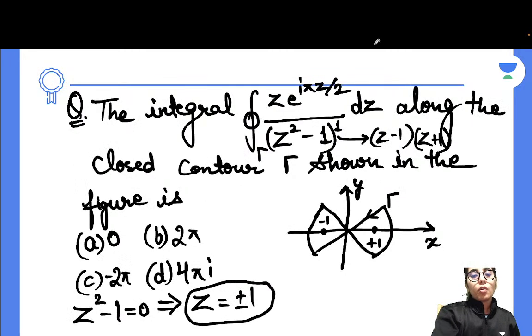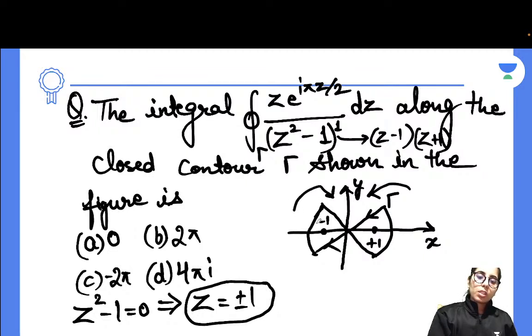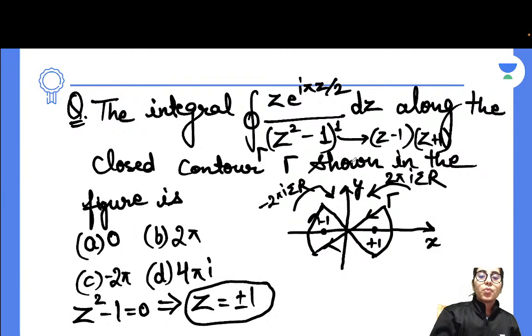But the thing is, if you will see, it is going to have the direction which is what? Which is going to be anti-clockwise. Okay, and this is going to be clockwise if you will take the arrow this side. So in this case, what will happen? This is anti-clockwise, this is clockwise. This will be negative 2 pi iota into sum of residue, and this will be 2 pi iota into sum of residue.